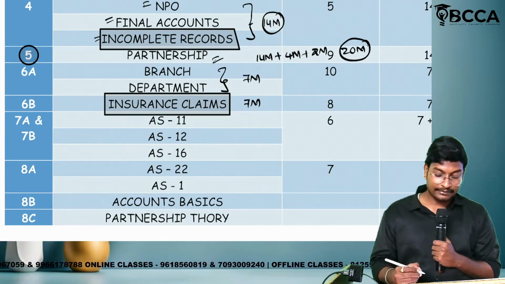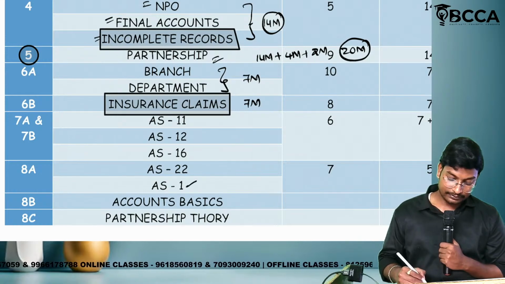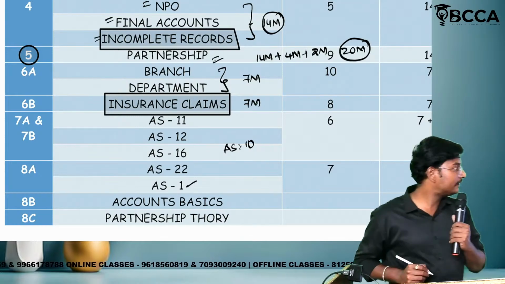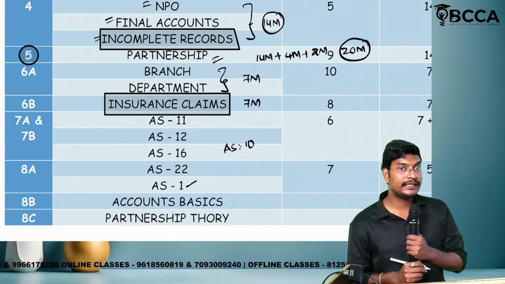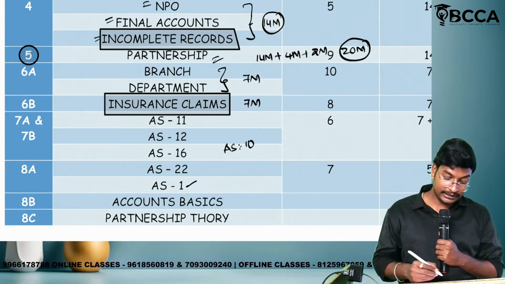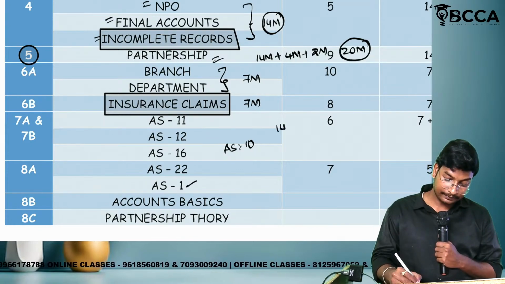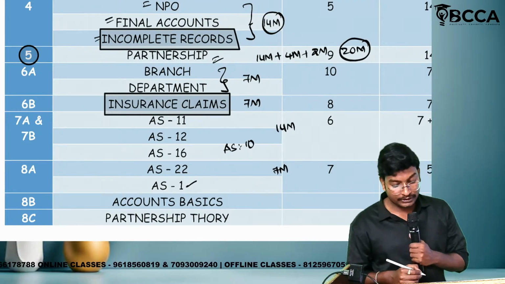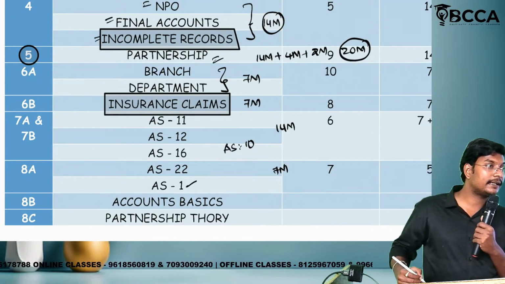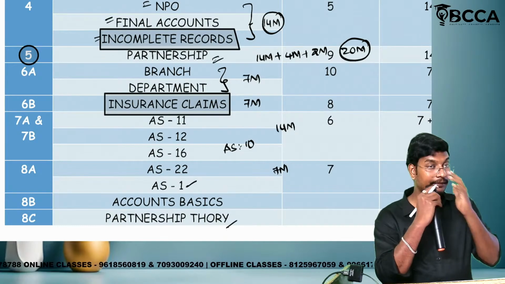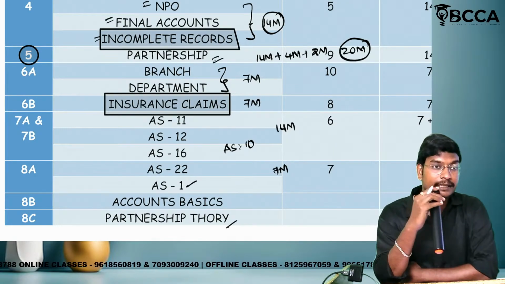And next we are having the standards. AS1, there is a standard missing, AS10. AS means accounting standard. From the accounting standards, we will get 14 marks plus 7 marks. Totally 21. So totally standards we are getting 21 marks. And next one, partnership theory. These are the questions we will get in the examination.